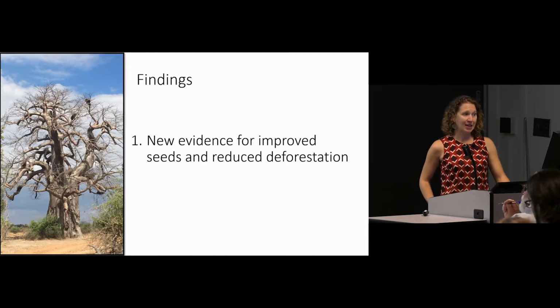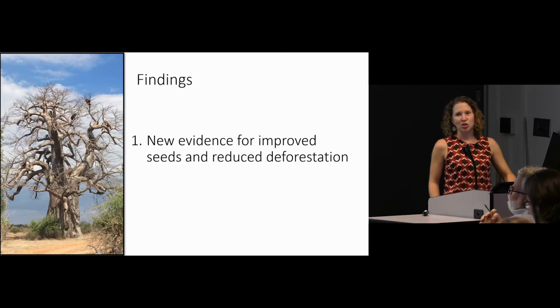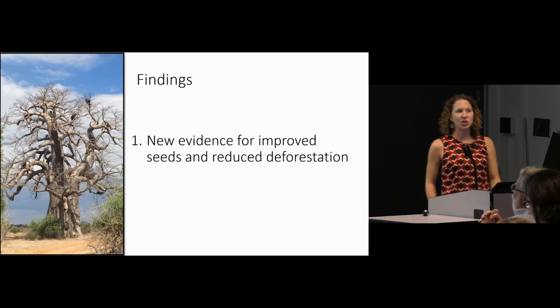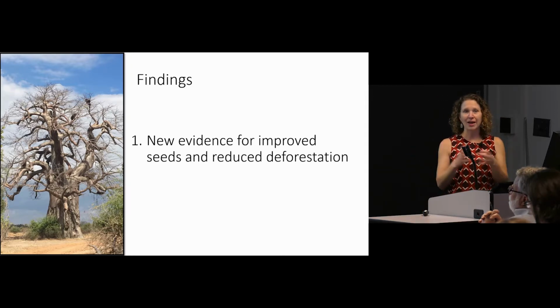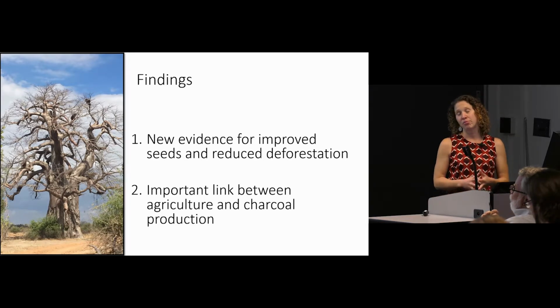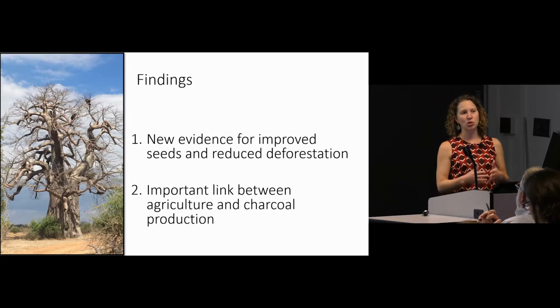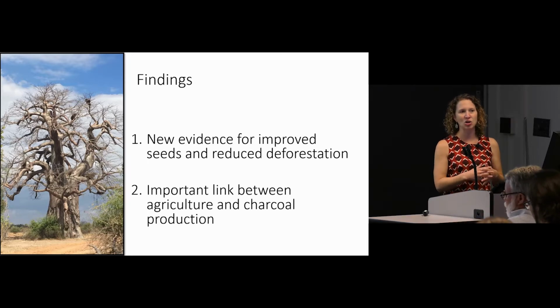Generally from this work, one piece of evidence is the role of improved seeds and reduced deforestation. So in terms of drivers, this is a quite hopeful idea to harmonize increasing food security and reducing pressure on forests. Another important finding is the link between agriculture and charcoal production. With future research, I will look more into it, but I hope you've seen that there's a lot of link. They are very linked.